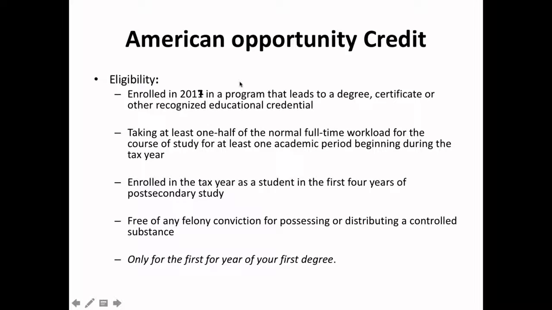Number three is enrolled in the tax year as a student in the first four years of post-secondary study. So again, this is IRS lingo. I'm going to clarify for you. You've got to be enrolled, so this has got to be the first year. Whenever you take the American Opportunity Credit, you always want to take it after your first year of school.